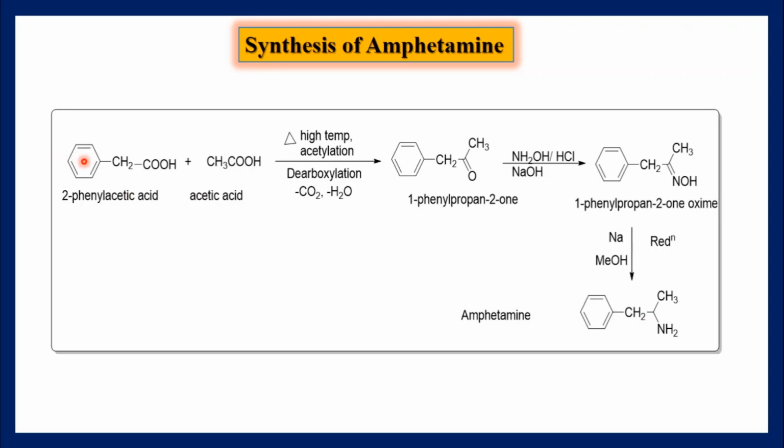Phenylacetic acid is subjected to thermal acetylation and decarboxylation to give phenylacetone. The phenylacetone on treatment with hydroxylamine hydrochloride under mildly basic condition gives the oxime, which is then reduced to give amphetamine in presence of sodium and methanol. This is the reducing agent, and this is the simple synthesis of amphetamine.